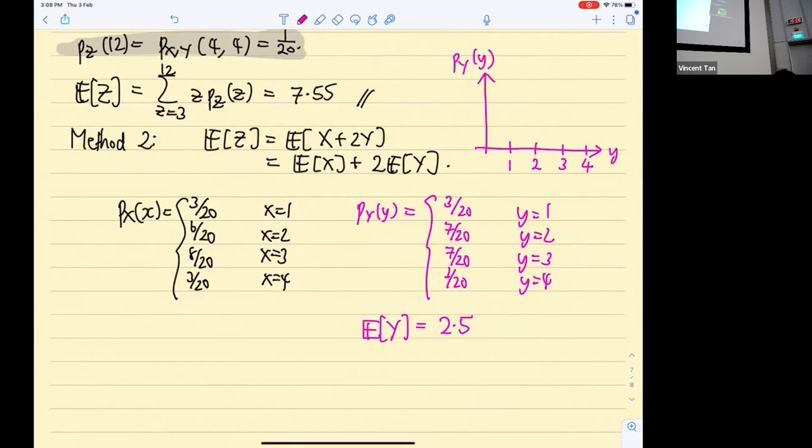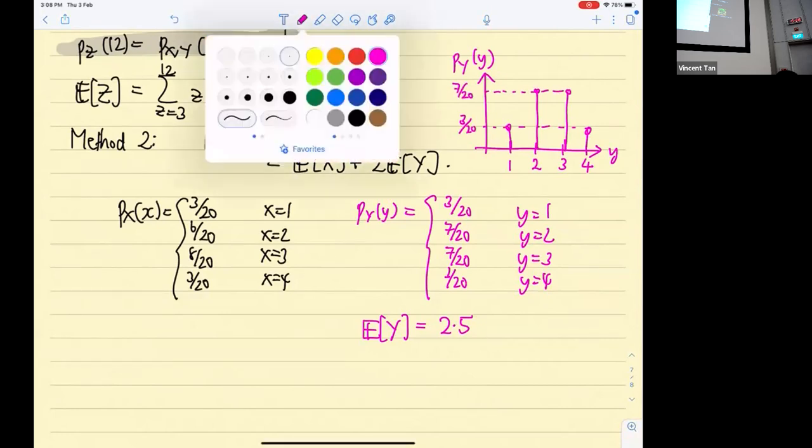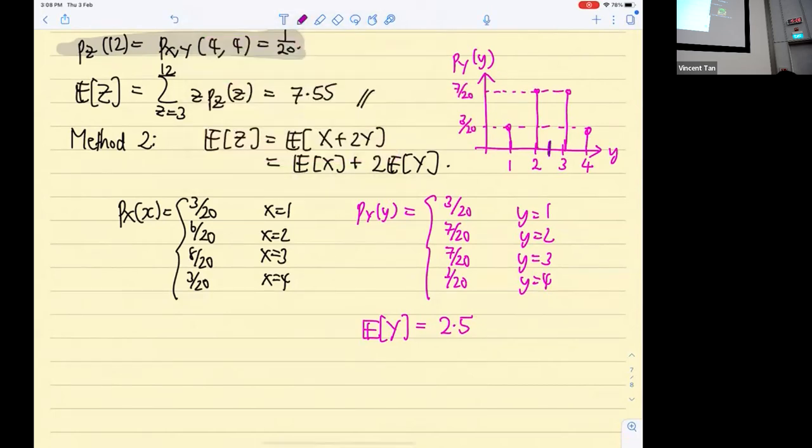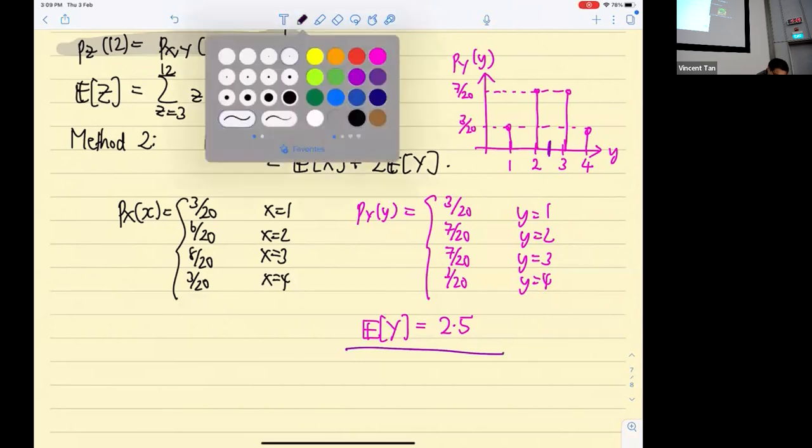All right, so this is 3 out of 20, 7 out of 20, 7 out of 20, and 3 out of 20. So the center of gravity must be between 2 and 3, because of the symmetry. So the center of gravity is here. Okay, that yields this expectation value.